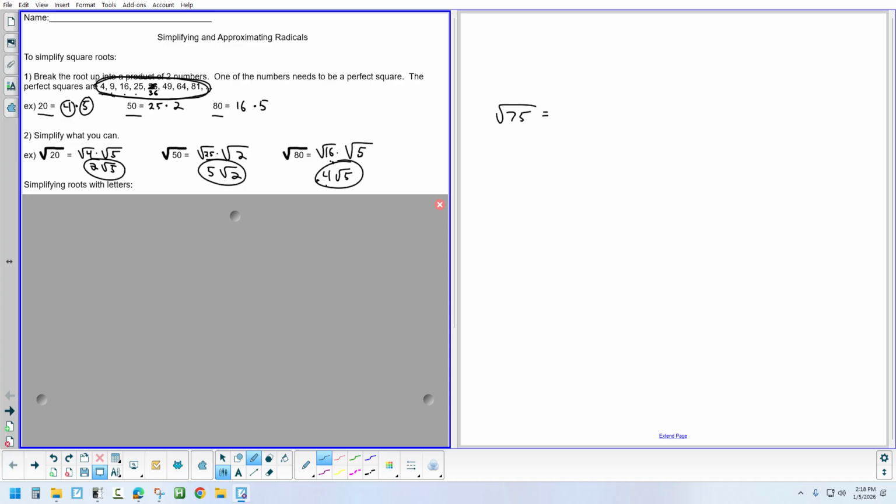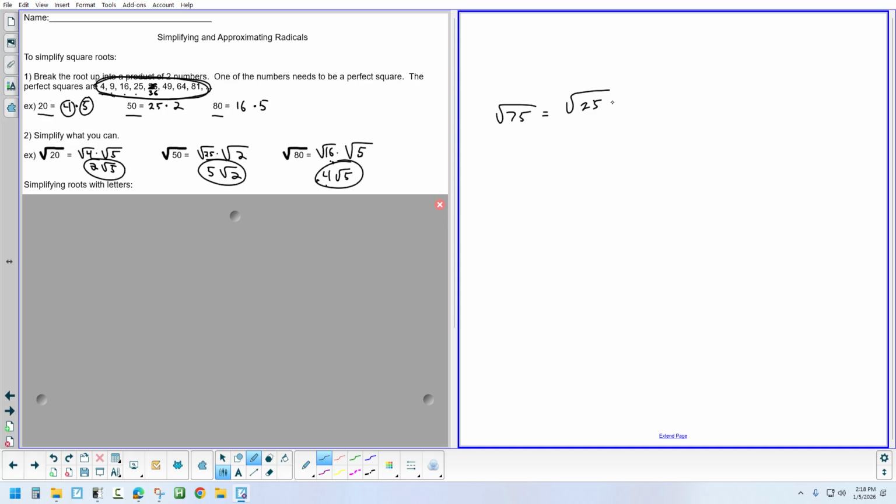Yep, 25 times what gives you 75? 3. Perfect. You can break that up into 25 times 3. So we put 2 square roots, and then 25 times 3 is 75, to give like 3/4, right? 75 cents. And what's the square root of 25? 5. There you go. Okay, so that's how you simplify, at least that's how I simplify a square root.